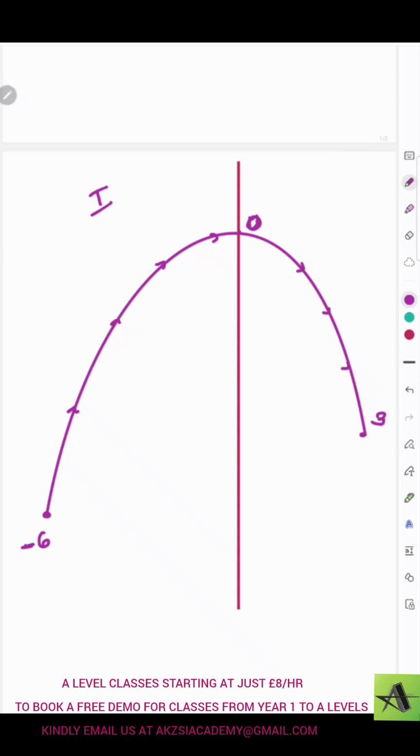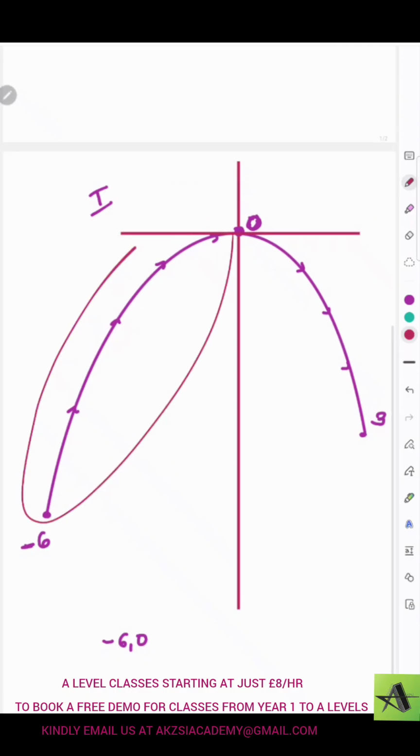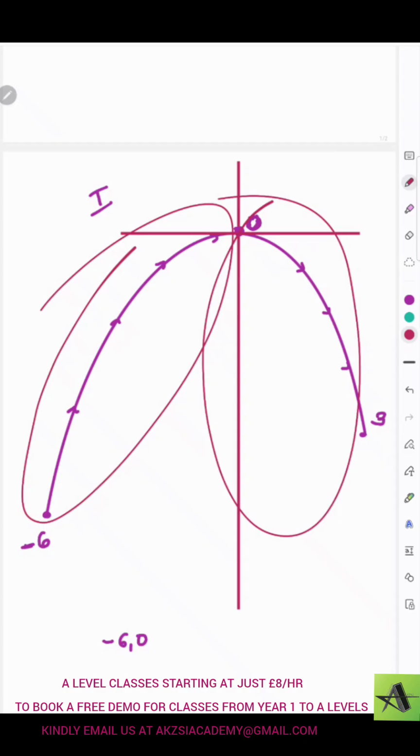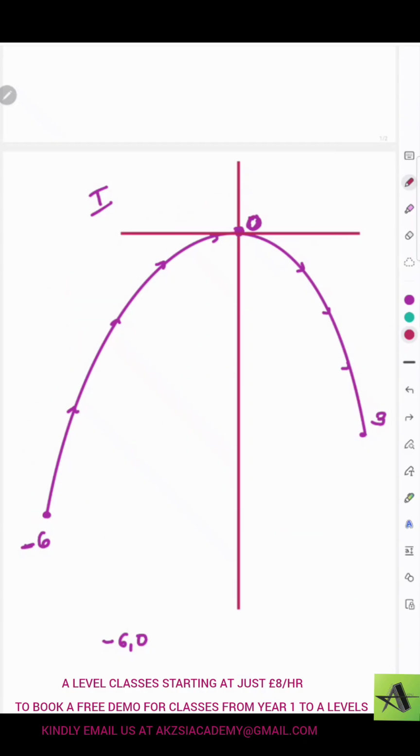So from -6 to 0, it's increasing, but at the value 0, it's neither increasing nor decreasing. It's a stationary point, and stationary points are the turning points where the graph changes its nature from decreasing to increasing or increasing to decreasing, which we can clearly see, it was increasing and then changed to decreasing. It has changed its behavior. So that point after which it changes its behavior is a stationary point, and this is the point where the graph is neither increasing nor decreasing.